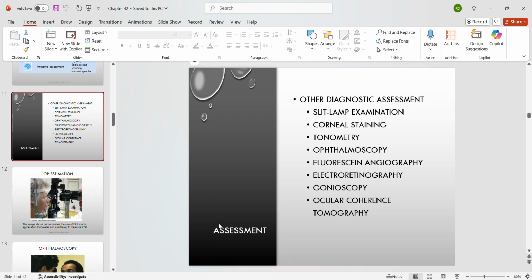Corneal staining refers to the uptake of a dye like fluorescein, revealing areas of injury. You got tonometry, which measures the pressure inside your eye, the intraocular pressure, so we can detect glaucoma with this test.